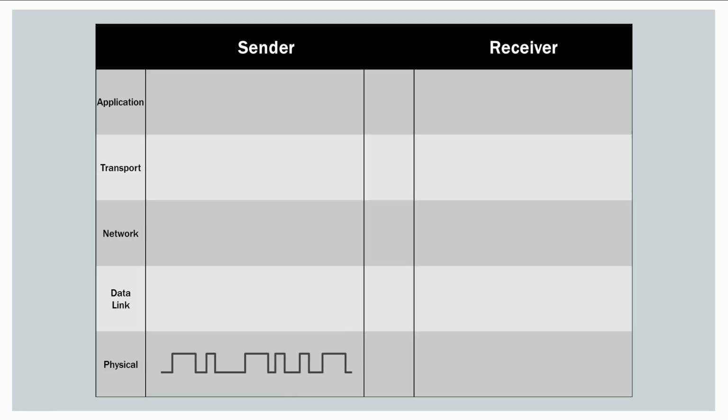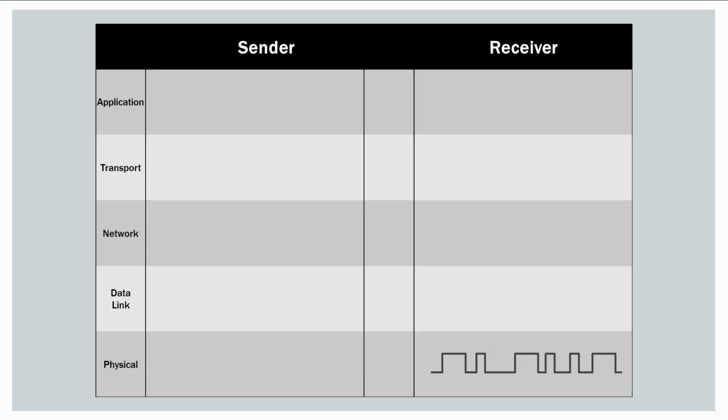Oftentimes, if we're on a wired connection, we're talking about voltage levels, okay? Ones and zeros represented by volts of electricity. Or maybe we're talking about waves, if we're talking about wireless, or talking about cable modems, for example. We're talking about electrical waves. Either way, the physical layer is all about sending that to the next device. And so we send that to the receiver.